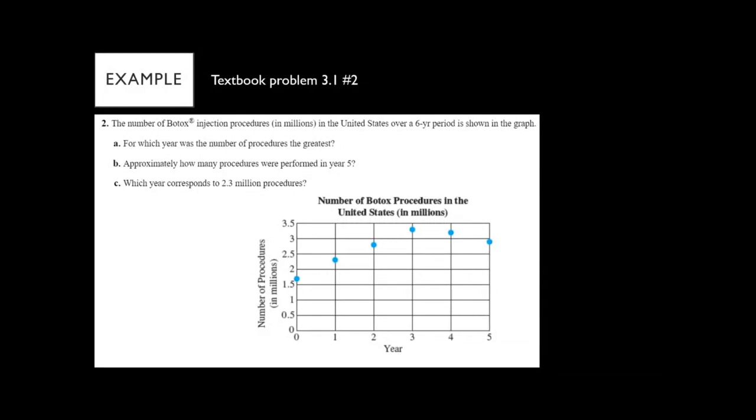The textbook actually has a lot of great examples, so I've just grabbed them and we're going to work through them. This is problem 2 in section 3.1. The number of Botox injection procedures in millions in the United States over a 6-year period is shown in the graph. We've got 3 parts here, and I just want to talk about the graph before we read the parts. If you look at the graph, we've got a title, and it tells us what we're graphing: the number of Botox procedures in the United States. We want to be very specific, and it's telling us the units, that this is in millions.